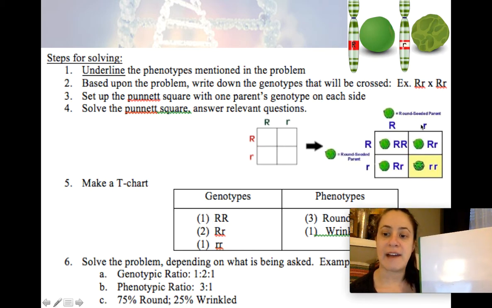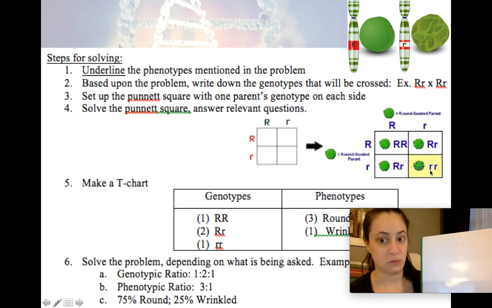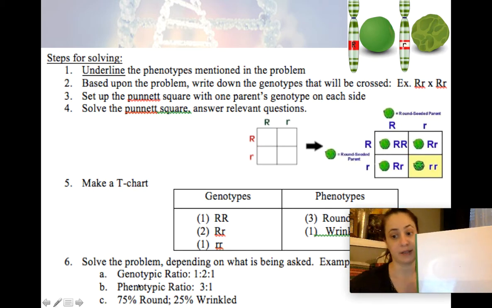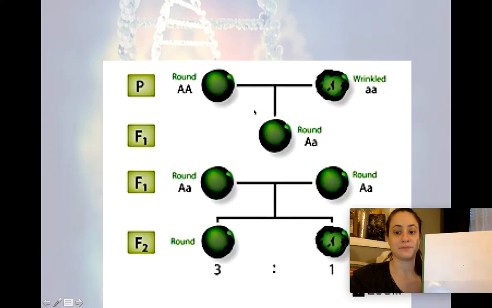Here we have 1, 2, 3 possibilities where round is dominant and 1 possibility where wrinkle would be the phenotype. So the probability ratio for phenotype is 3 to 1. And then overall, the probability that we get something that's round is 75%. The probability that we get wrinkled is 25%. So now let's do another problem.